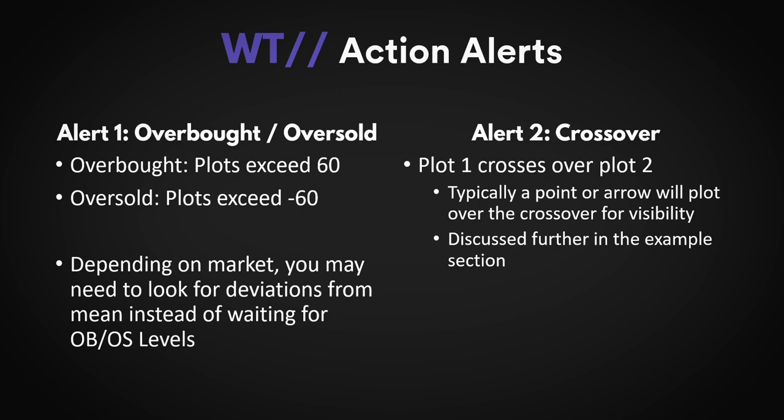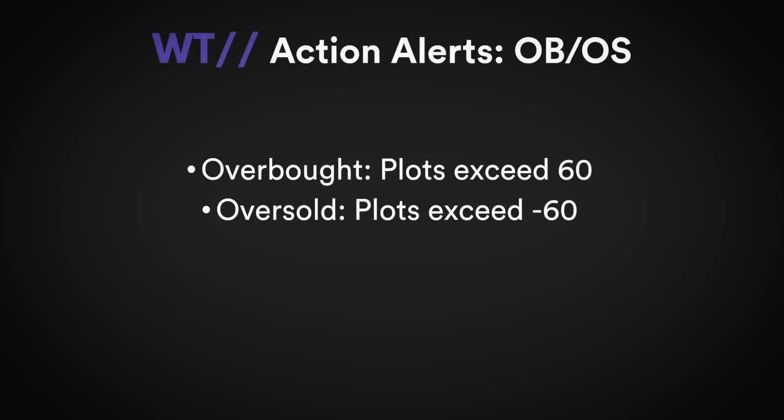And then the second alert is a crossover, and there are two plots similar to a MACD, and when the first plot crosses over the second plot, you either have a buy or a sell signal. And typically, depending on the indicator that you're using, and I'll link to the indicator that I use in this example for NinjaTrader 8, you'll have a point or an arrow get plotted over that crossover, which will show you, hey, here's a crossover, you might want to be ready to buy or sell. And we'll discuss this further in the example section. So basically, first big alert, overbought, oversold. If it's overbought, the plot exceeds 60. If it's oversold, the plot exceeds -60.